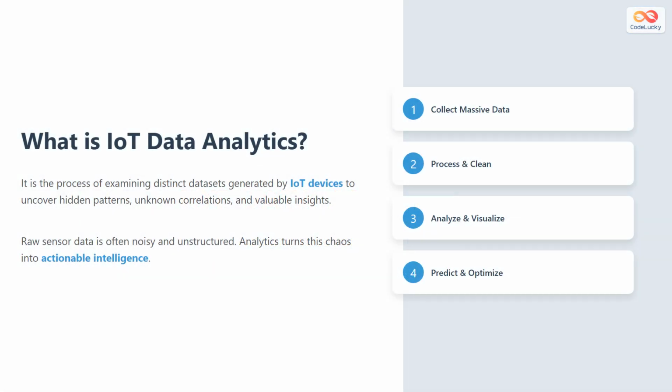First, let us define what we mean by IoT Data Analytics. It is the process of examining distinct datasets generated by IoT devices to uncover hidden patterns, unknown correlations, and valuable insights. Raw sensor data is often messy and unstructured. Analytics is the key that turns this chaos into actionable intelligence.